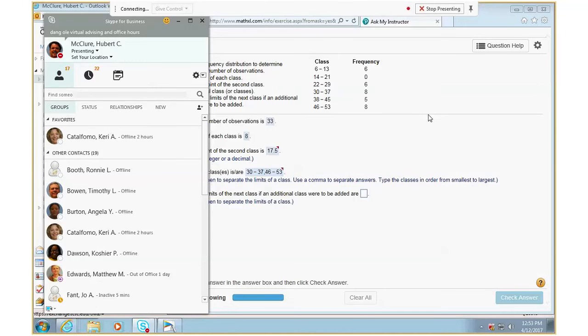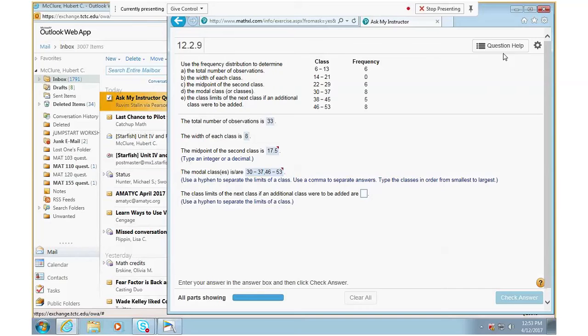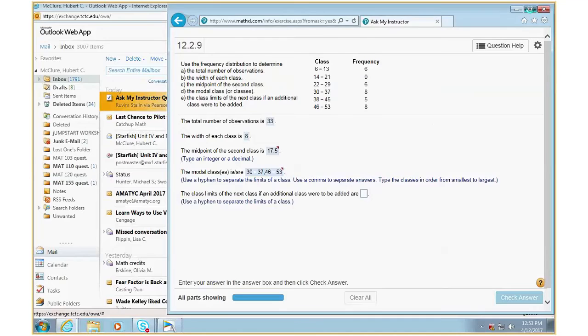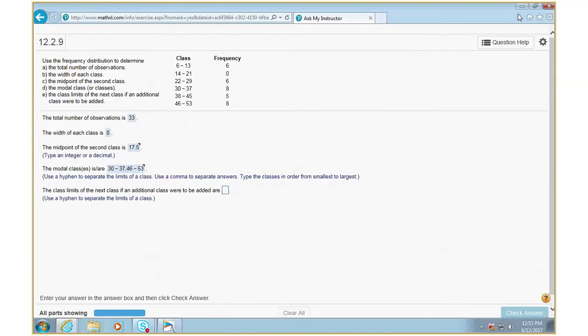All right, write the question down on the board. This is a homework question. I forgot what it was, but number 9 online, I think.